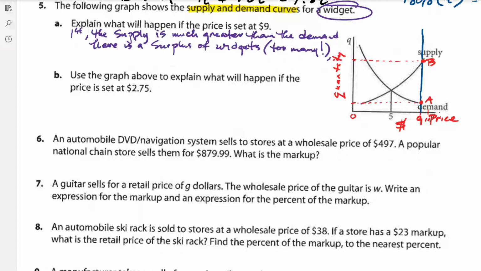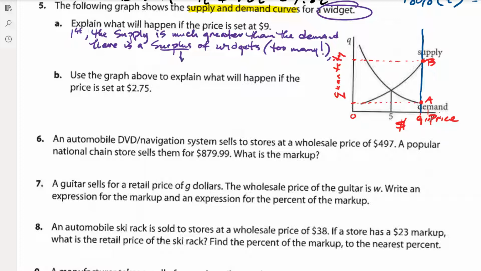So it said, explain what will happen if the price is set at 9. Okay, so the supply is going to be greater than demand, which means that there's a surplus, okay? Excess inventory here. There's a surplus here, not a shortage, but a surplus. So it's the opposite of a shortage. All right, so there's a surplus which drives the price of the product, or in this case, the widget, down.